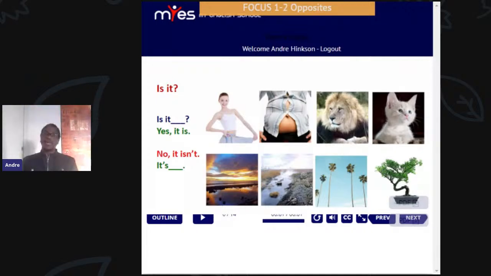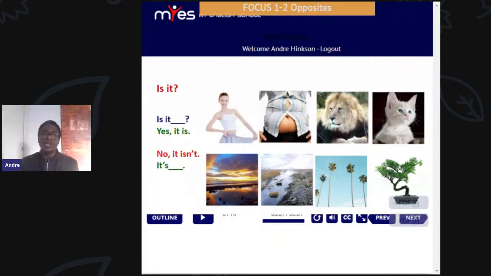Now let's look at picture 3. So we had big or small. So let's use the adjectives in the question. So let me ask you the question. Is it small? Picture 3, the lion. Is it small? And remember, we use it as the subject for animals and for things. So is it small? No.